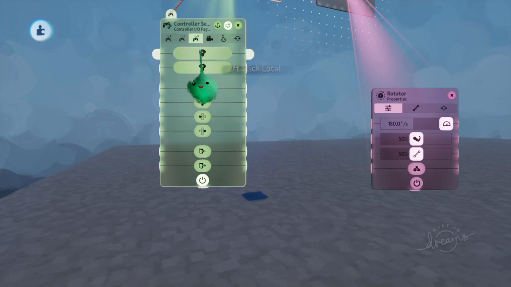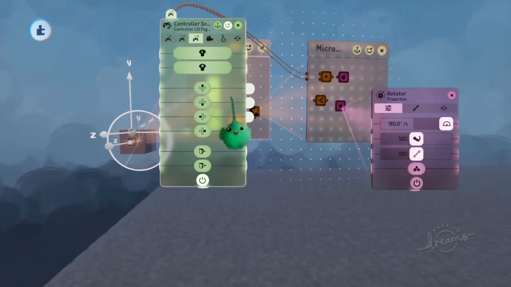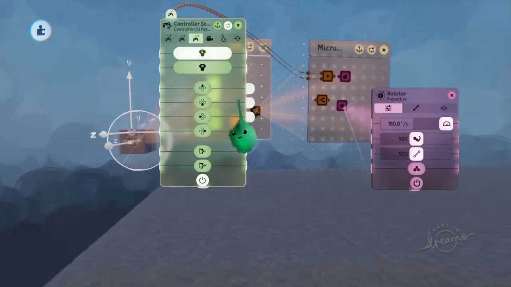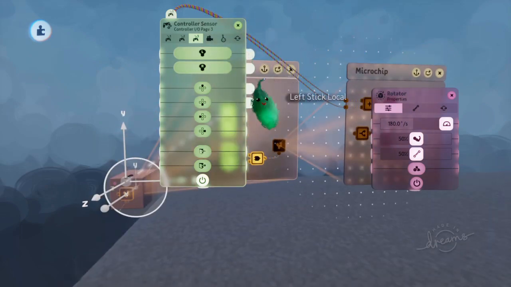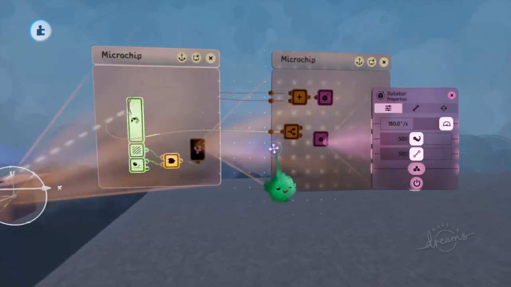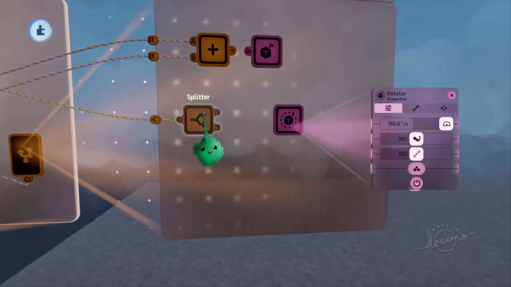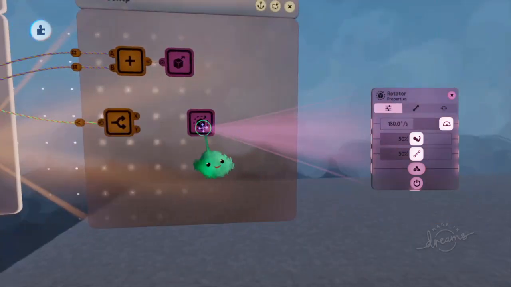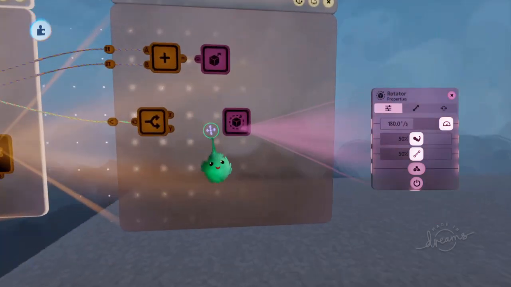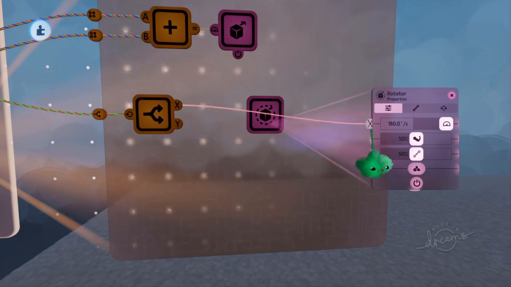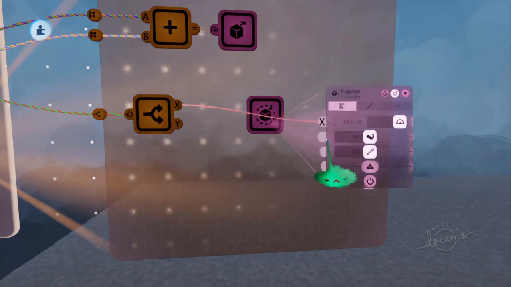So I actually just want the left stick local, which is like up, down, left and right on the actual stick. And I can plug that into the splitter. So now I have X and Y. X is left and right and Y is up and down. So we want the X to affect the rotation speed.